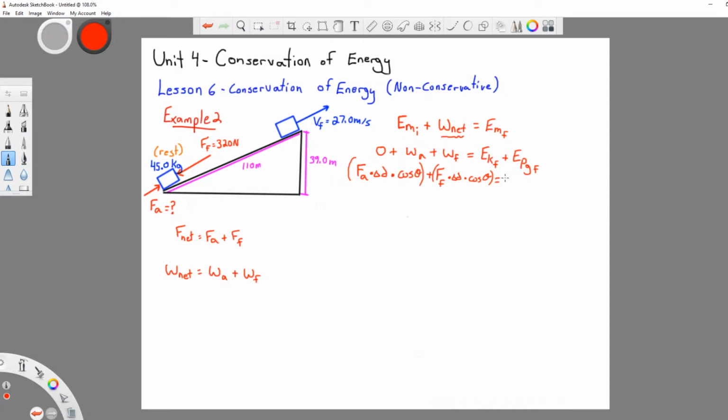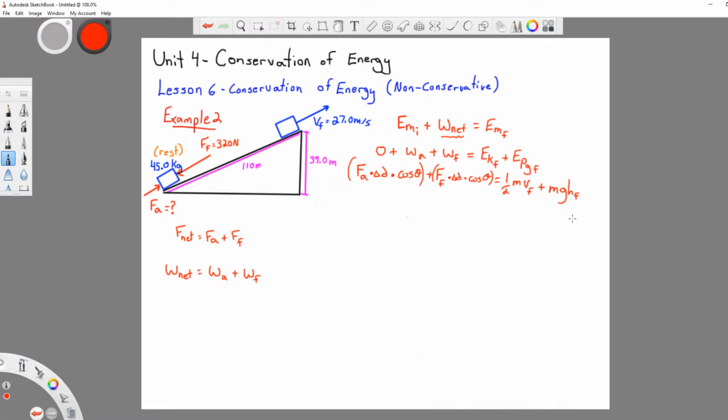Hopefully we're fairly good at this by now. This is 1/2 times mass times velocity final plus mgh final. Alright, we're at the point where we can just put numbers in and finish it off now.